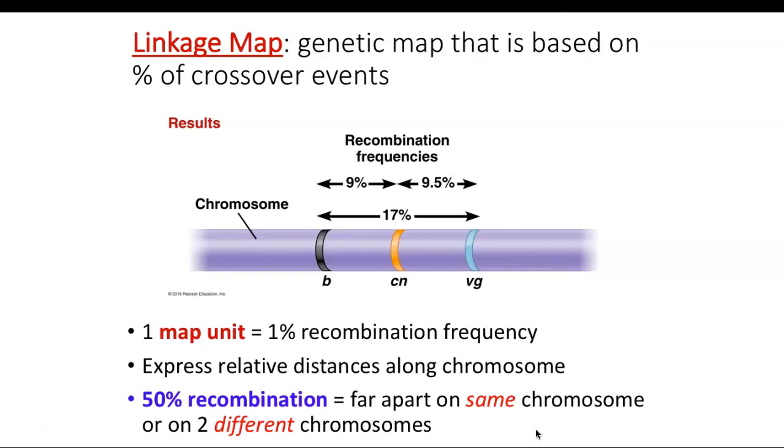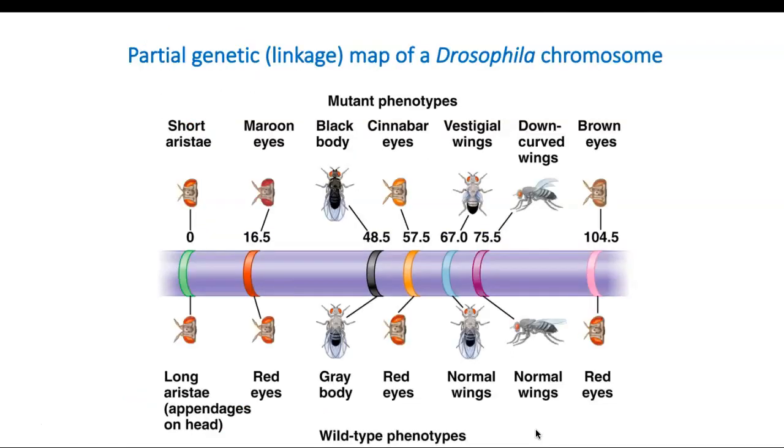As it approaches 50, once it gets to 50, you can pretty much assume they are either the farthest apart they can possibly be on a chromosome, or they are located on two different chromosomes. So a 50% recombination frequency most likely indicates they're on two different chromosomes. And that's really all I have for linked genes.